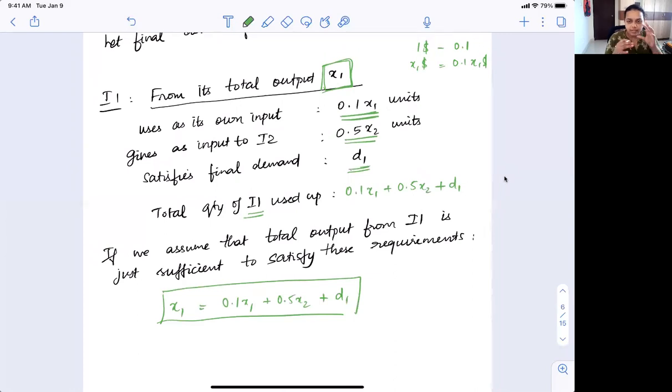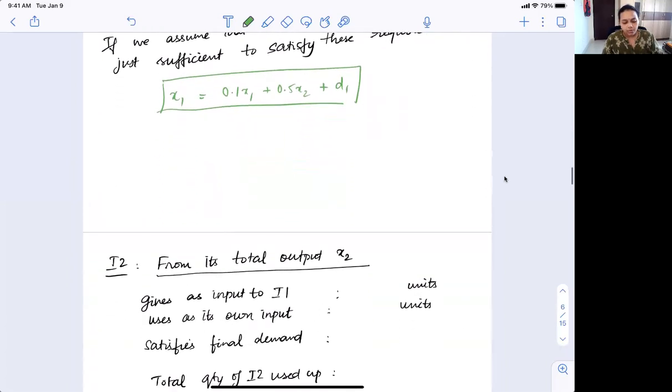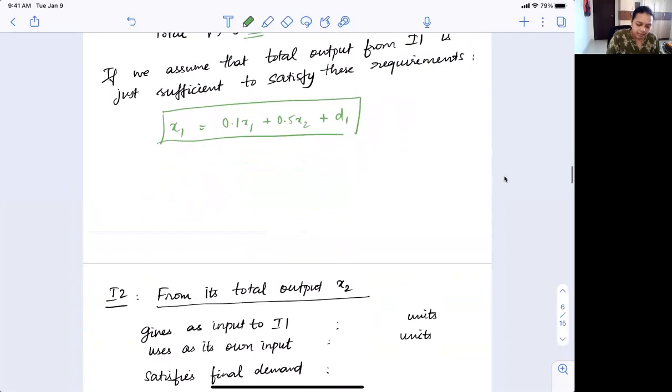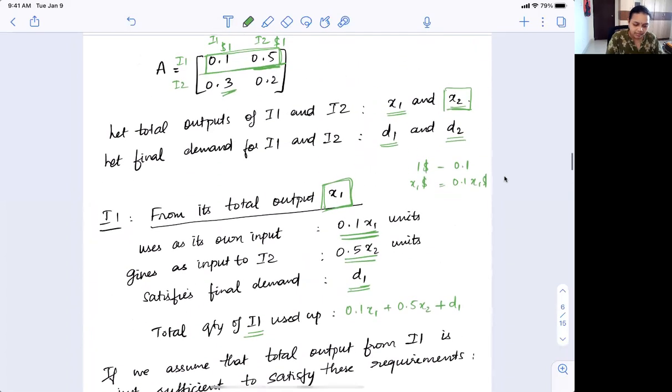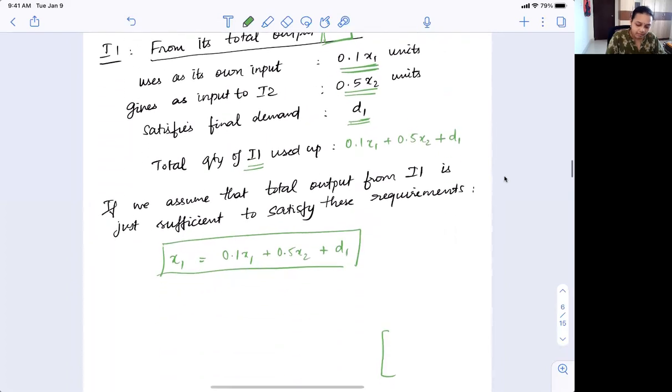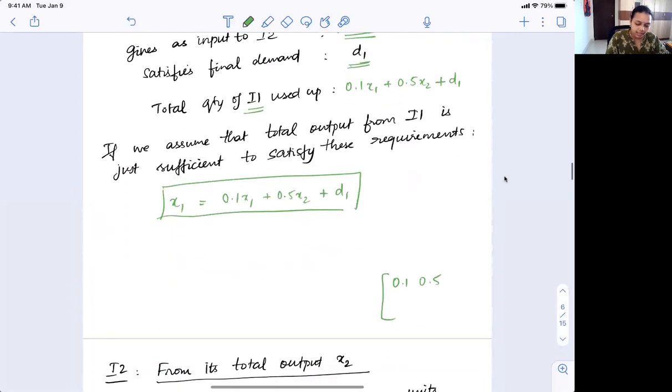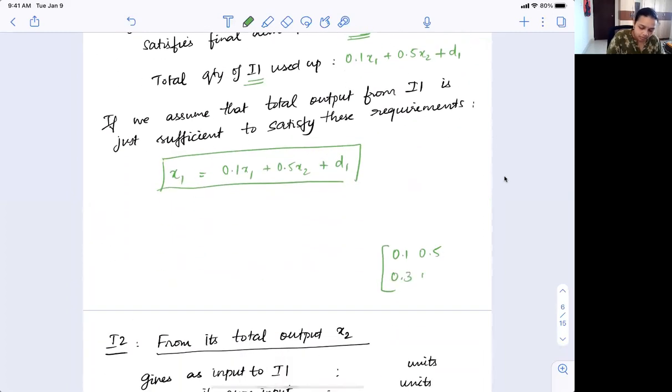Now, this is the first equation that we'll be considering. And this is just for the first industry. When you have n industries, you're going to have n equations of this sort. So let's generate the equations for the second industry. I'm just going to quickly put down the matrix here for ease of reference. We have 0.1, 0.5, and then 0.3 and 0.2. So we have I1, this is output.